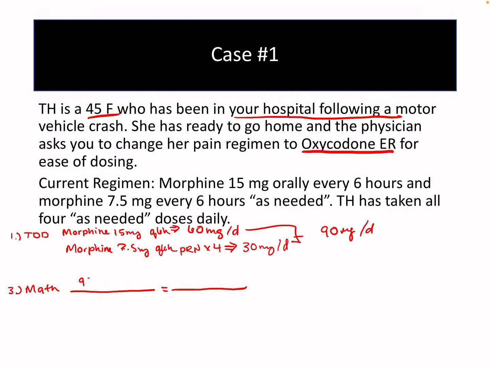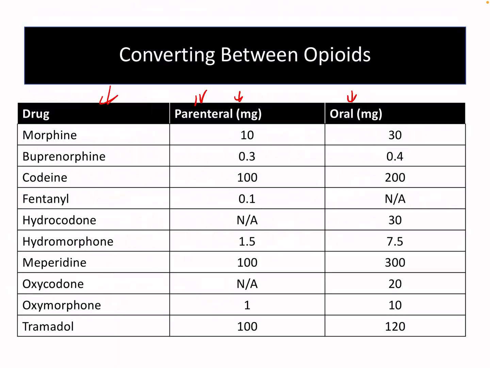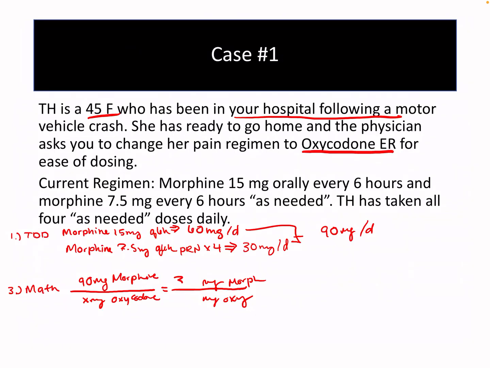As mentioned before, we know that 90 milligrams of morphine is what we have. What we want to figure out is how many milligrams of oxycodone that equals. Correct? Now we're going to have to use our conversion factor to know what milligrams of morphine equals milligrams of oxy. So we'll find our morphine oral milliequivalent, because that's what we're using, and our oxycodone. That is 30 to 20. So for every 30 milligrams of morphine, we want 20 milligrams of oxy.